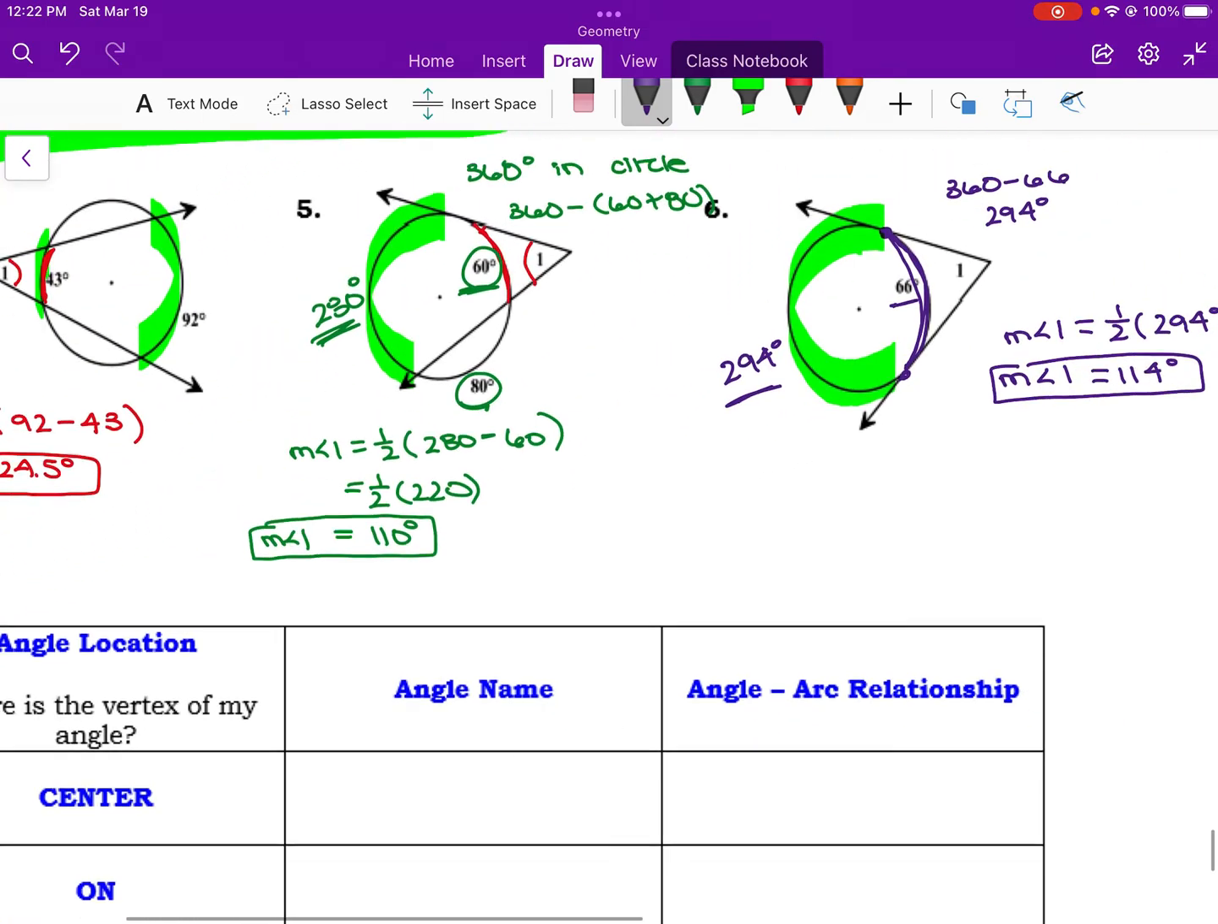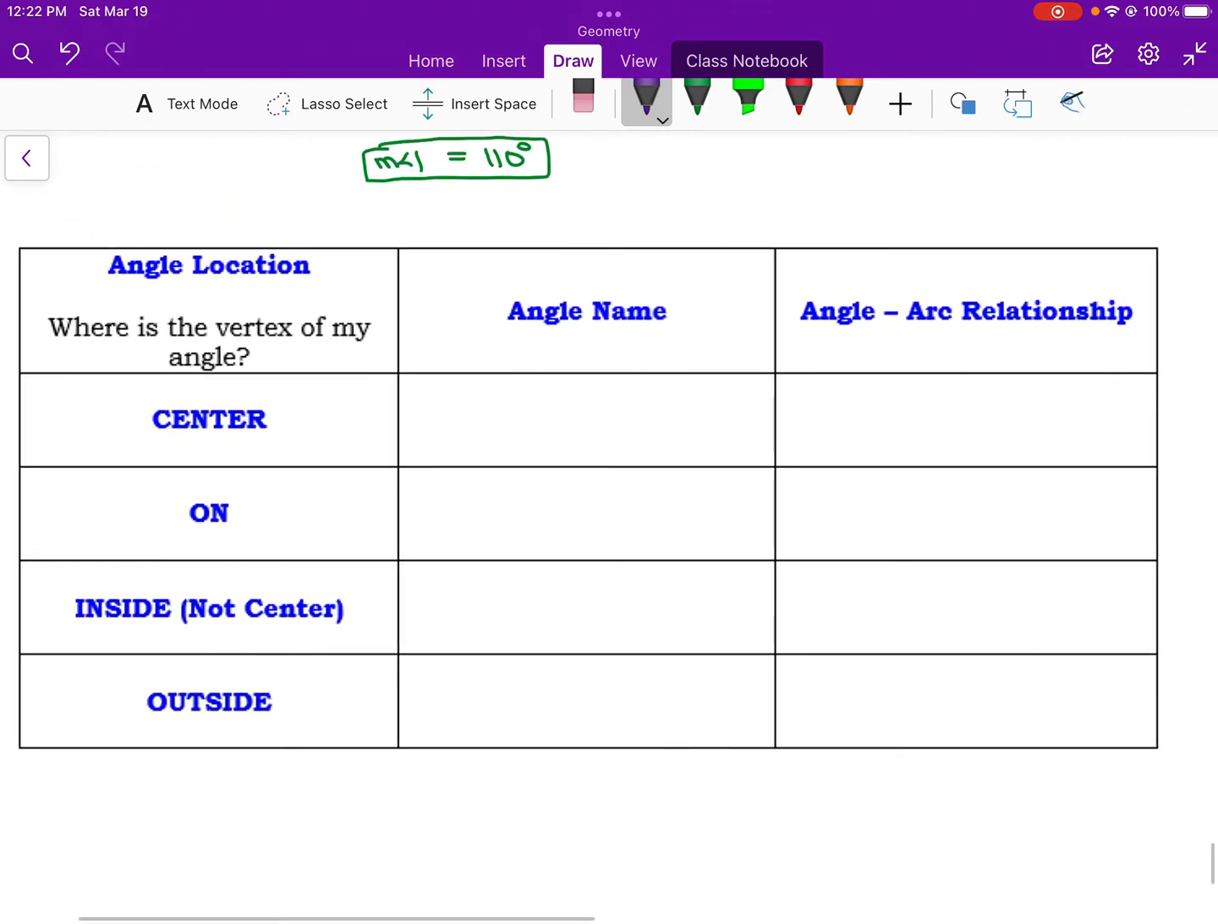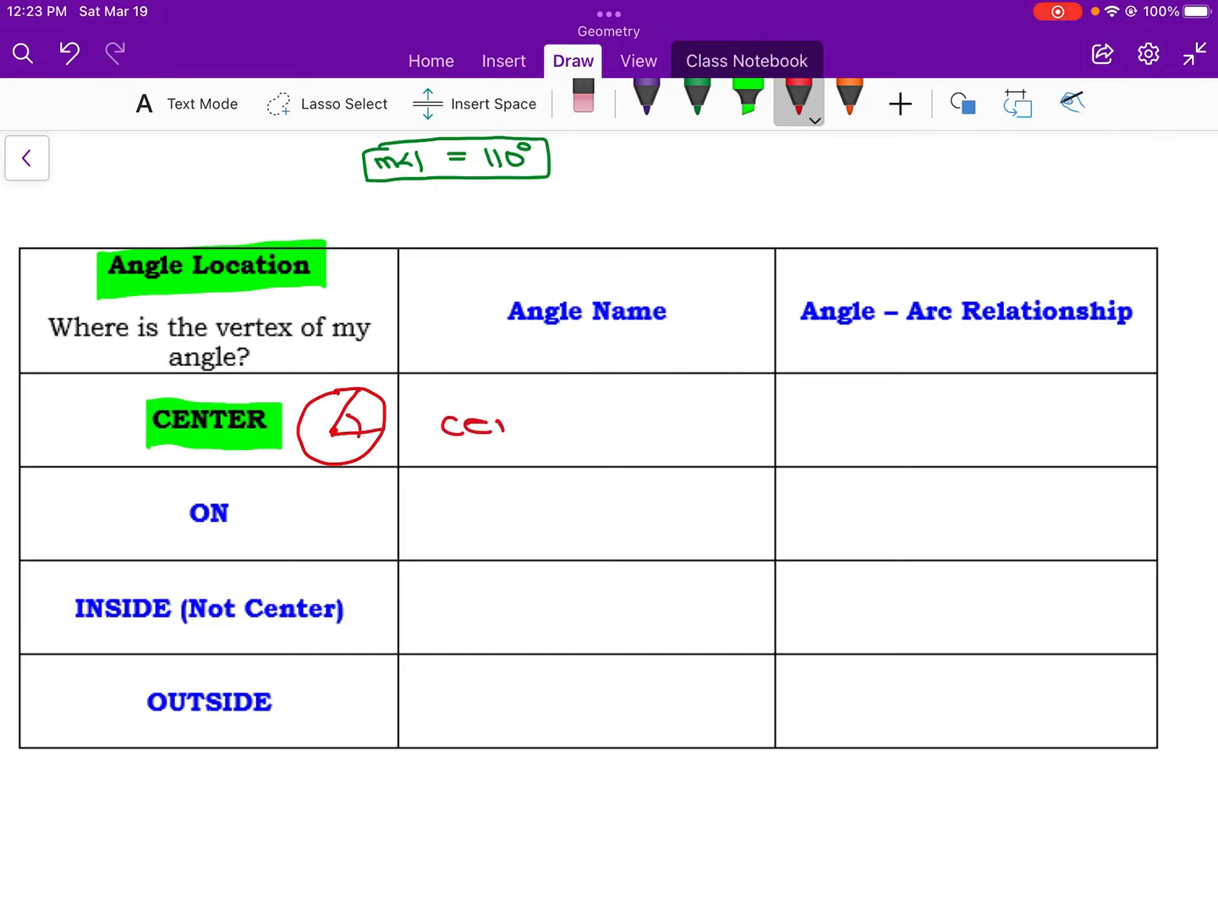Okay, just a little summary at the bottom here, because we've built on some of the other things we've studied in this unit. If we're talking about angle location, what angle are we looking for? Where is its vertex located? If it's located in the dead center of the circle, like here's my circle, dead center, you get the idea, right? And we're looking for this angle, then we call this a central angle.